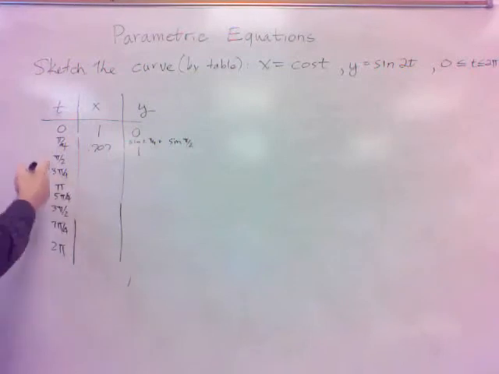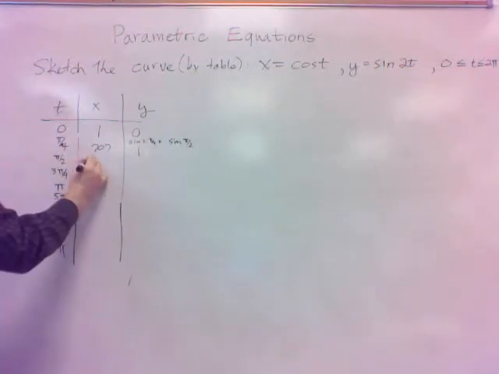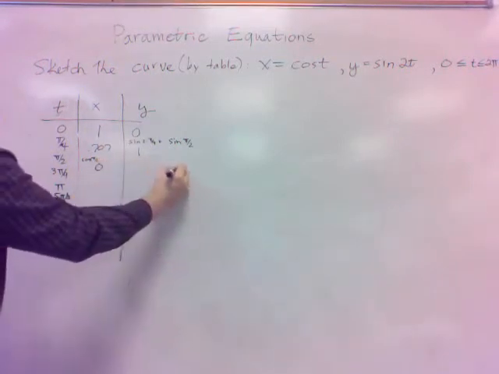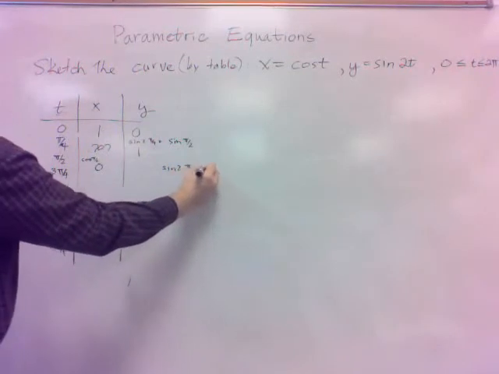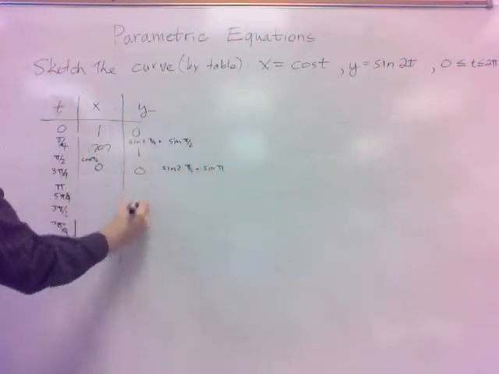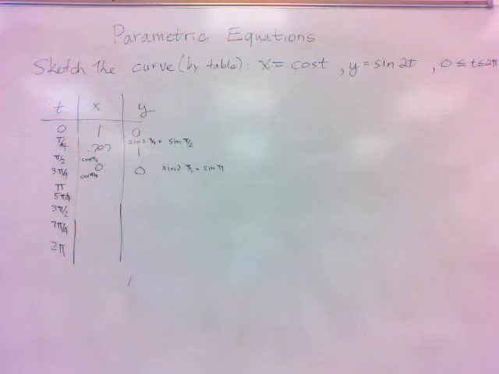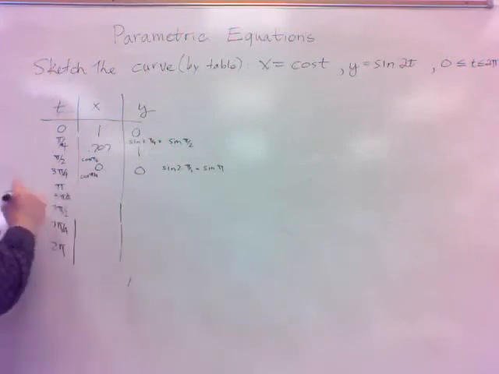All right. Then we go to t is pi over 2, so we have cosine of pi over 2, which is 0, and sine of 2 times pi over 2, that's sine of pi, so that is 0. 3 pi over 4, okay. I'm just going to, probably should know those, but you just do your angle things here. Cosine of 3 pi over 4, it's negative 0.707.